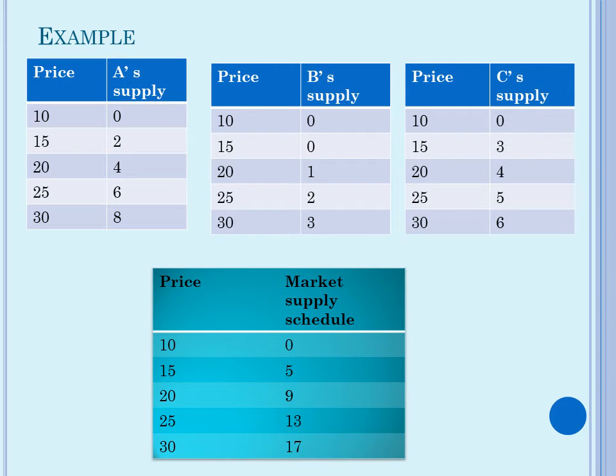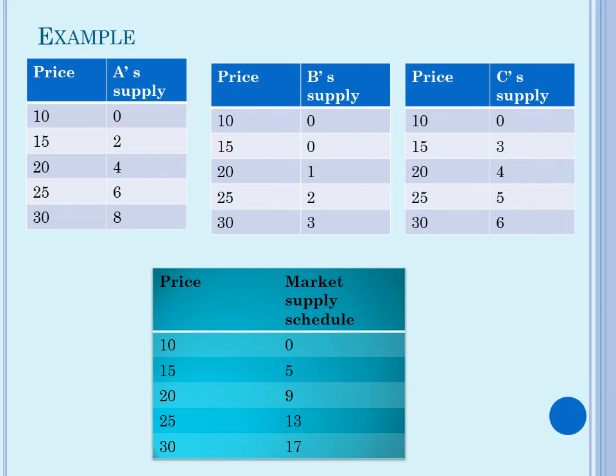At rupees 10, A is supplying 0, B is supplying 0, and C is not supplying, so the total supply is 0. At rupees 15, A is supplying 2 quantities, B is supplying 0, and C is supplying 3. So 2 plus 3, 5. At rupees 15, the total supply is 5.